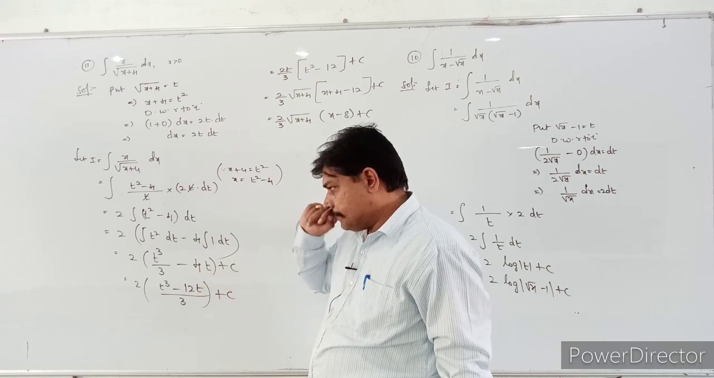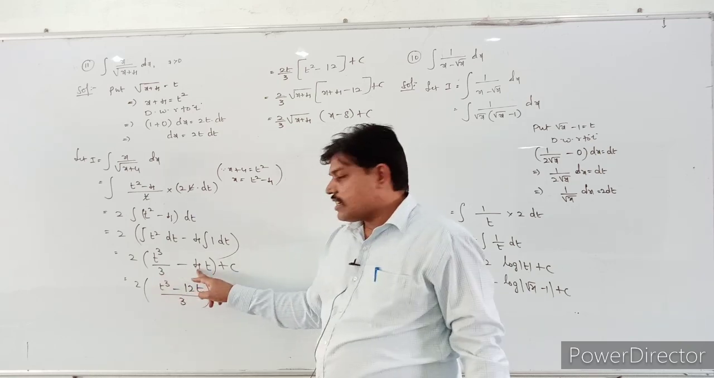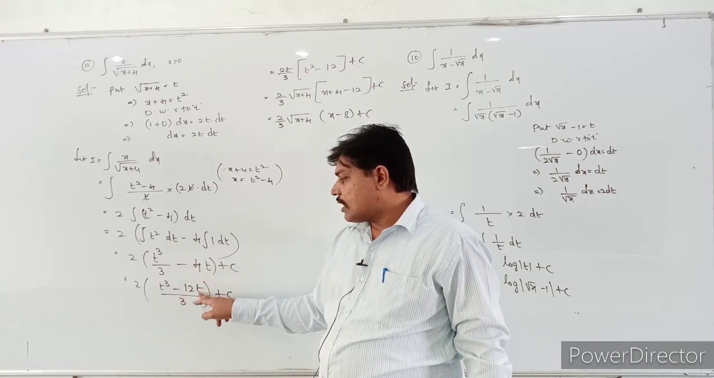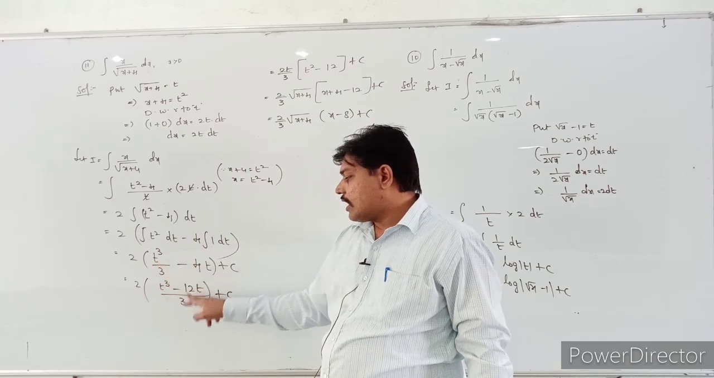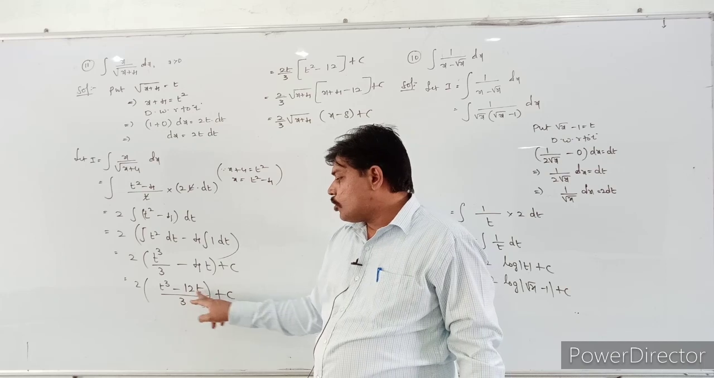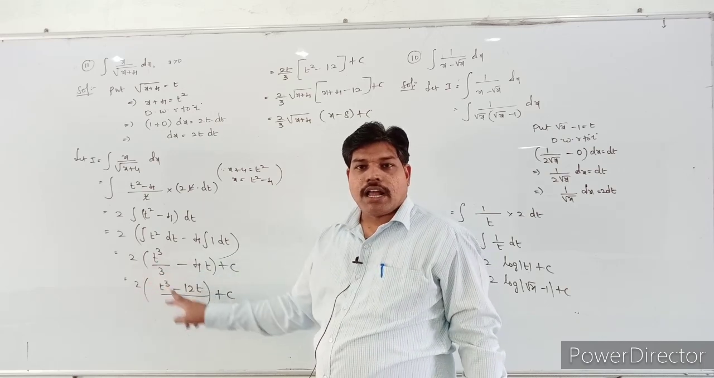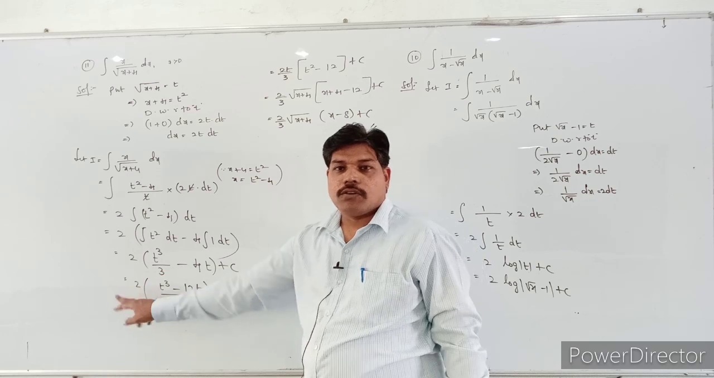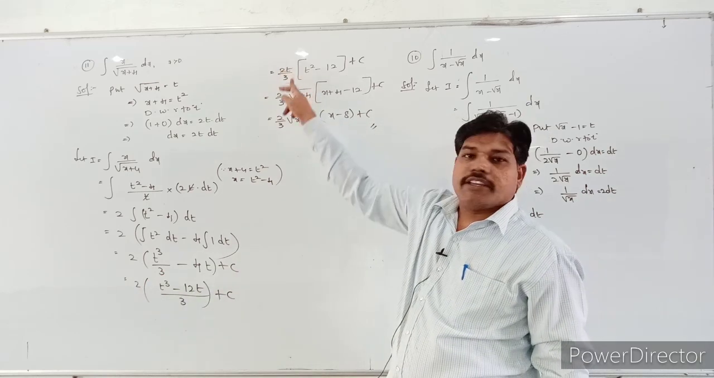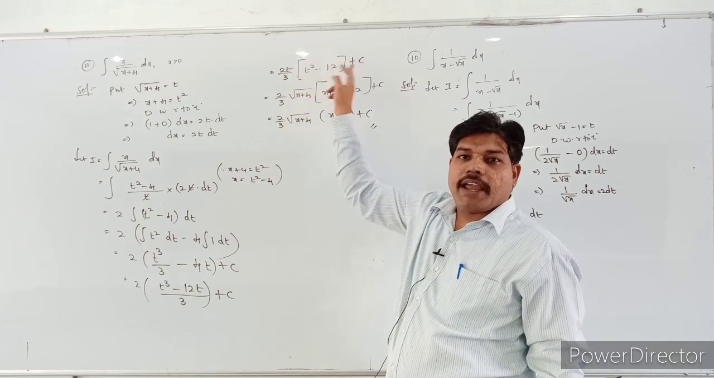So here I am taking the 3 LCM. 3 into 4, that is 12t, so t cube minus 12t whole by 3. In the numerator, t cube minus 12t, I can take the t common, and also in the denominator 3 is there, take it out. So it will become 2t by 3 into t square minus 12.